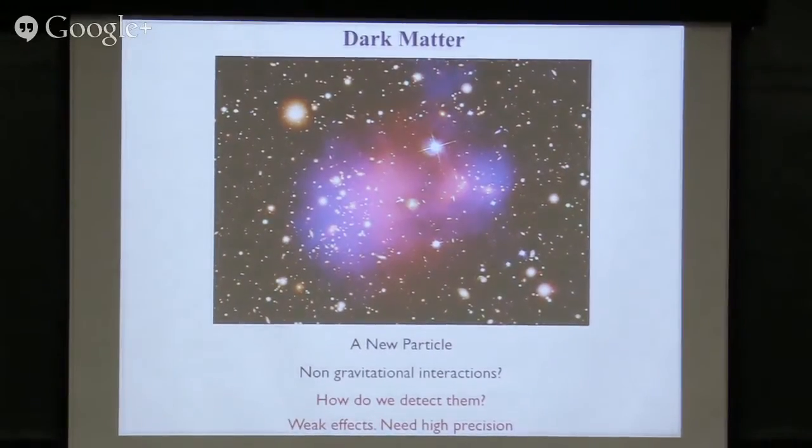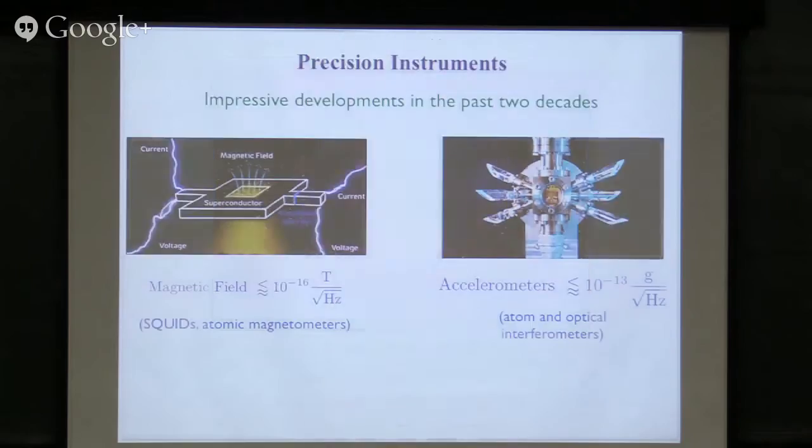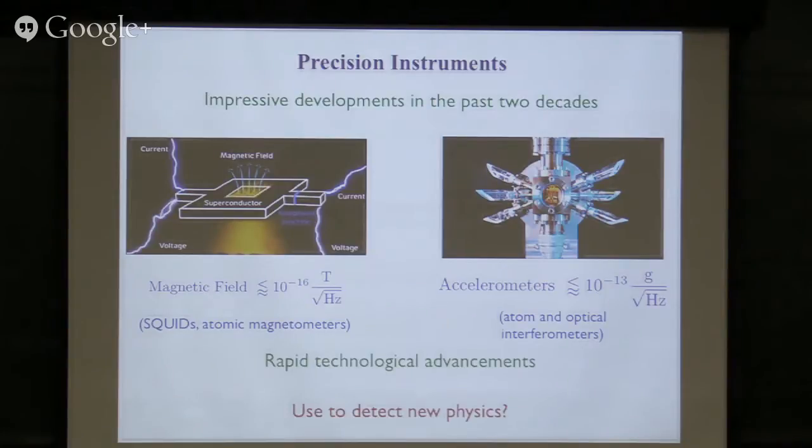However, this is sort of challenging, right? The reason why we call dark matter dark is because it doesn't really interact very much with us. So all of the effects are going to be really small. So obviously one needs a technique that has very high precision to go after this. In the last two decades or so, there have been some really impressive developments in the field of precision instruments. Some of them were actually pioneered here at Purdue. For example, now with SQUIDs and atomic magnetometers, one can measure really small magnetic fields at the sub-femtotesla level. And due to advancements in both atomic and optical interferometers, one can measure accelerations that are really small as well. Furthermore, both these fields have a lot of rapid technological developments. So one can basically ask, how can one leverage these new technologies to detect new physics? And that's kind of the goal of this talk.